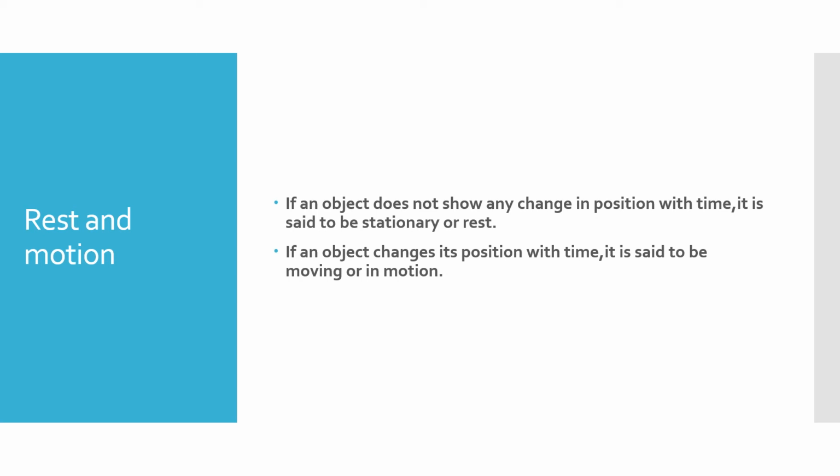But if an object changes its position with time, it is said to be moving. Now we are saying that the clock does not move from its place. Its position remains fixed. But the minute hand and the hour hand inside the clock change their position again and again. So they are said to be in motion, or moving.